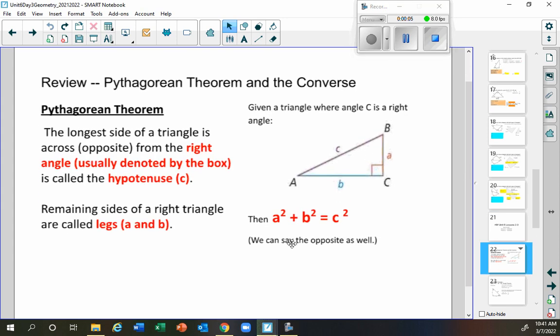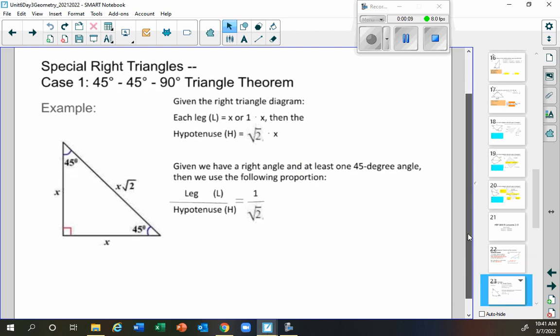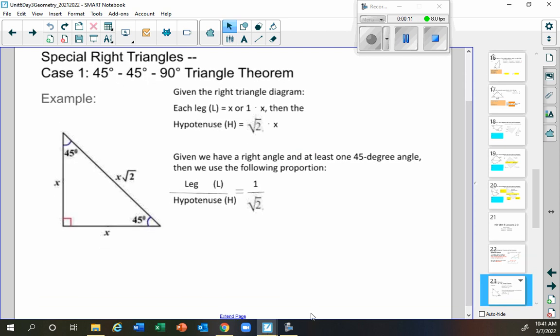Again, Pythagorean theorem, but we have special rules. So case number one, 45, 45, 90. Again, as long as only one angle is 45 and one angle is a right angle, you're good to go, because everything else will also be 45.